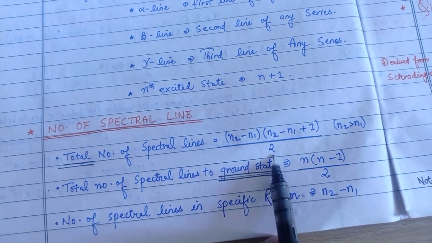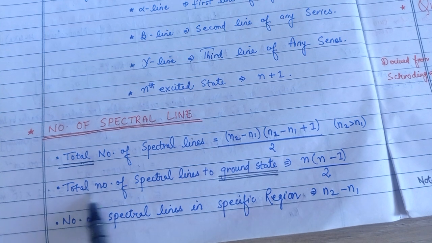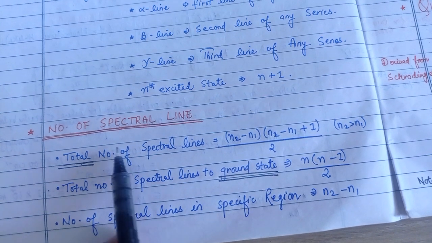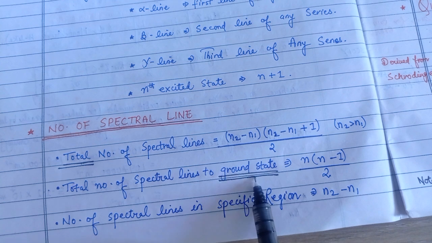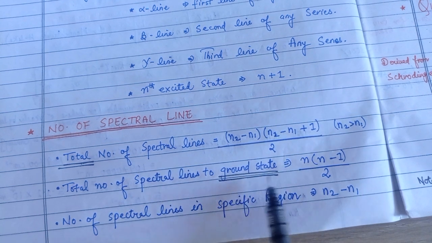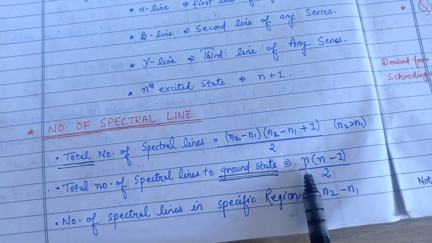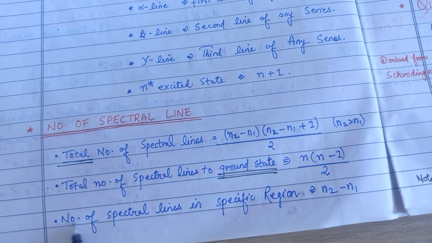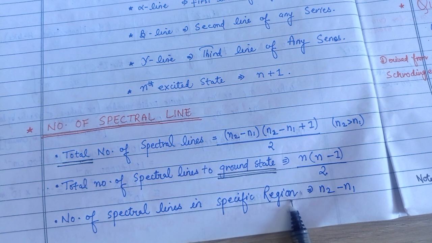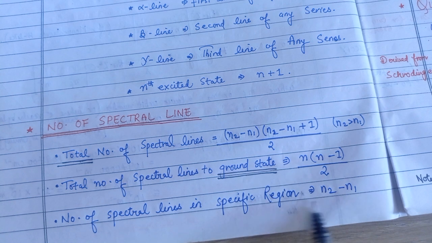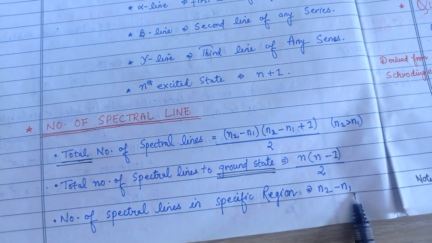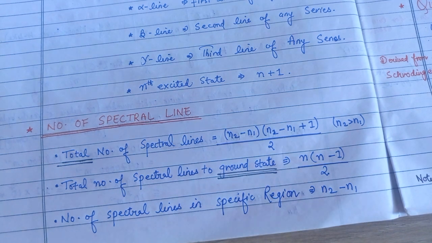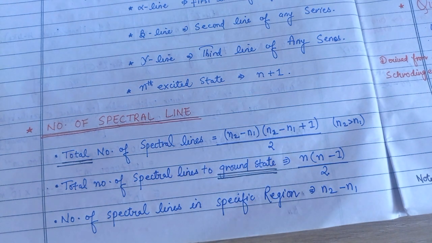Take a screenshot of these points. And if they are saying total number of spectral lines to the ground state, if they use the words ground state, then you have to use the formula n(n minus 1) upon 2. Similarly, for the number of spectral lines in a specific region, if they are asking only in the Balmer region, only in the Paschen region, like this, then only n2 minus n1. This way you can calculate the number of spectral lines.